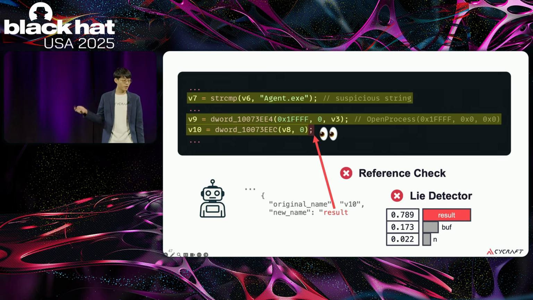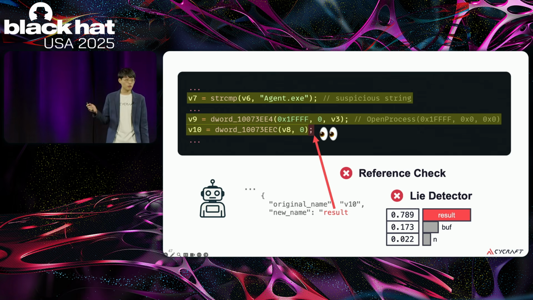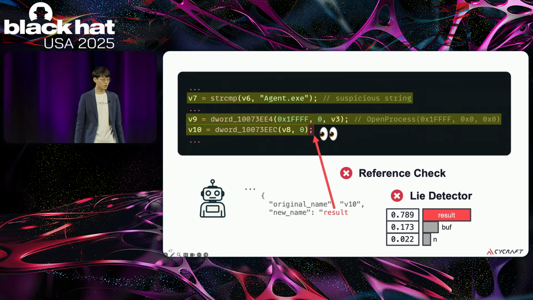So for the next line, we ask the language model to rename the V10 variable. But this time, the language model wants to rename it to result. And we can see our check, the reference check: the language model is focusing on the semicolon, which is the end of a line, and it's just a random look around. It's not a clue, so we will not accept this change.